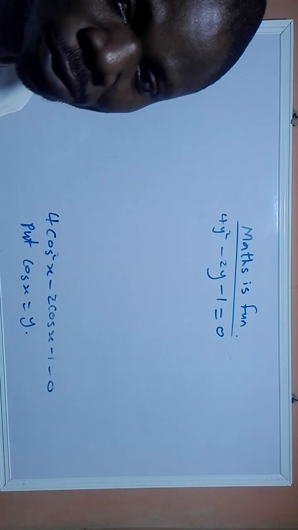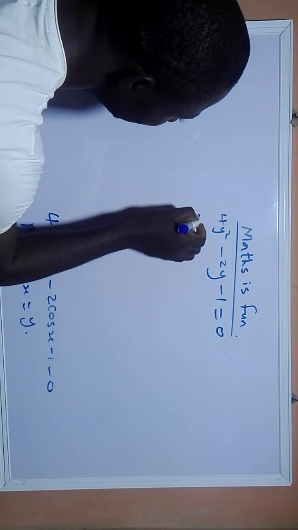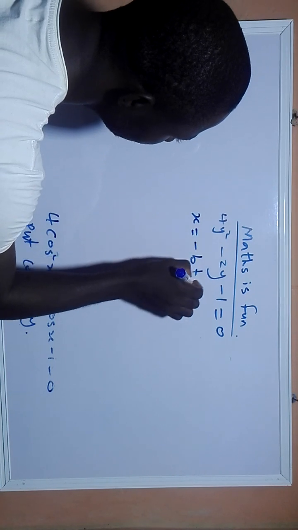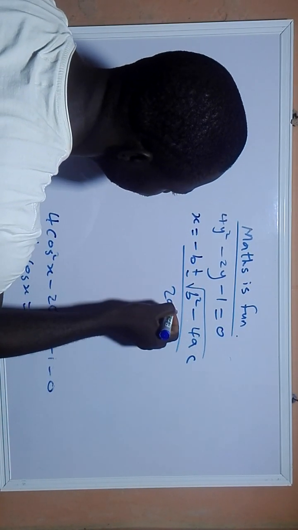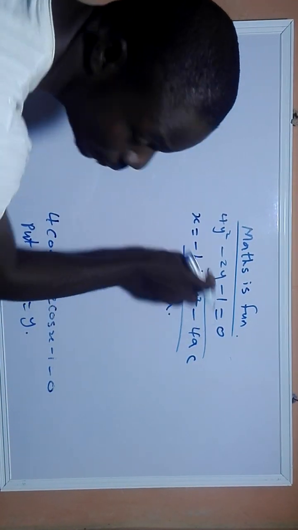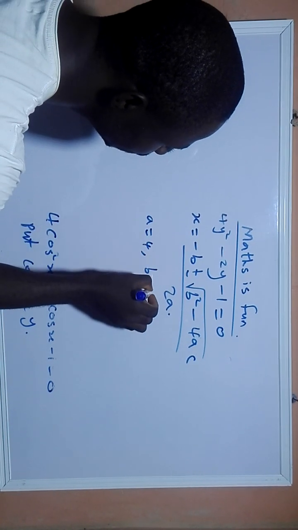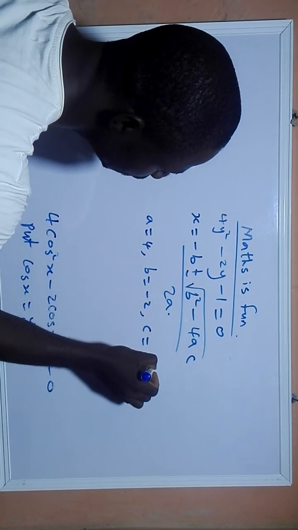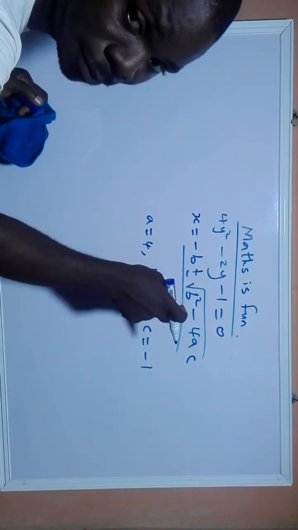So all we need to do now is to use what is called the algebraic formula, where we have minus b plus or minus square root b squared minus 4ac over 2a. That is what we have. So now we have the numerical constants from this expression. We can say a is equals to 4, b is minus 2, and c is minus 1.